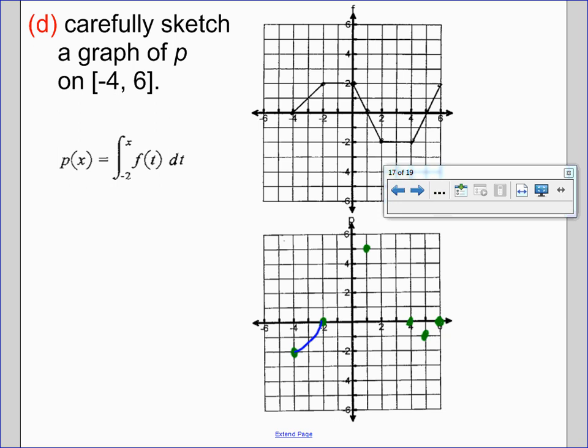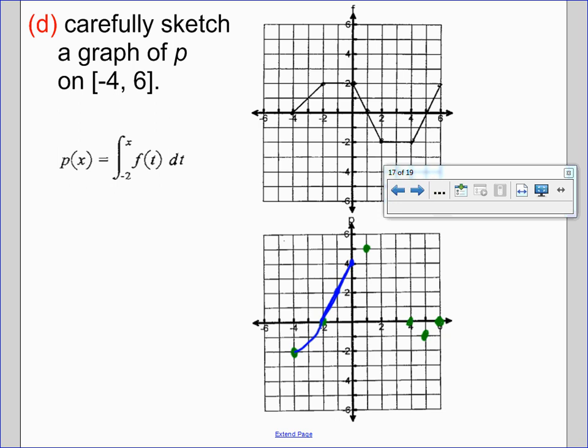If P prime equals F is constant linear on the interval -2 to 0, then we should be constant increasing on the interval -2 to 0. And we're going up by how much? Well, it looks like we're going up 1, 2 units, 3, 4 units. Line segment.